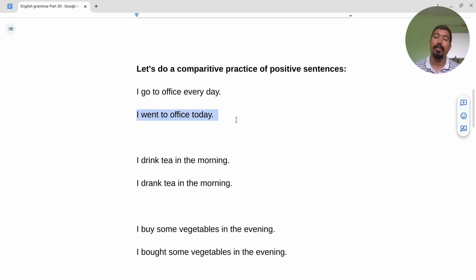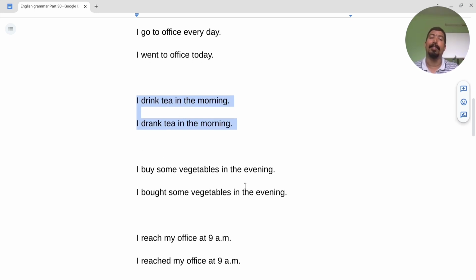So what is the difference? I go to office, that's a repetitive action. That's your habitual action. That's what you do every day. I went to office today. That's a completed action. You are telling your friend in the evening that I went to office today. I went, that is a completed action. I went, that's something that you did.